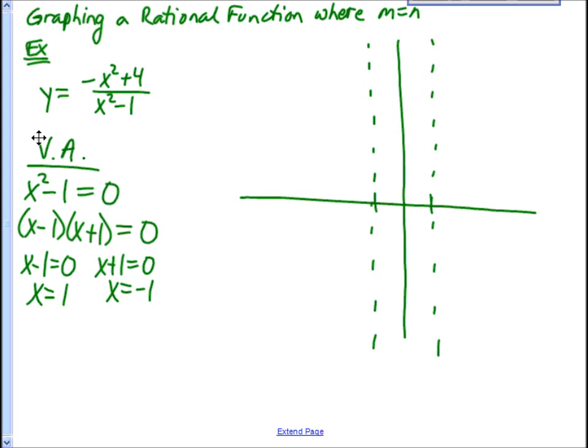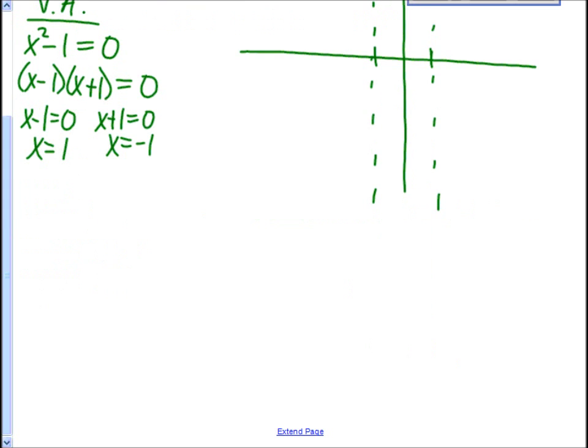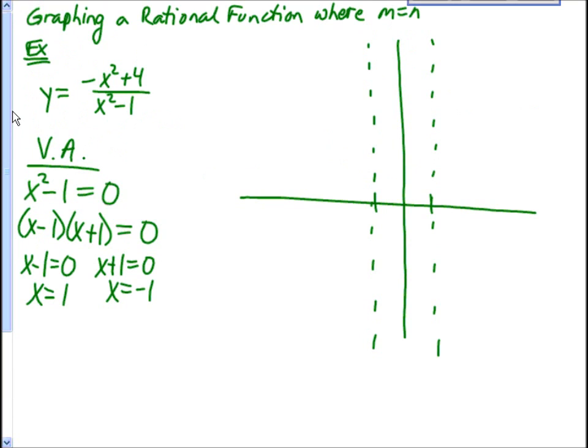Okay, now let's do our horizontal asymptotes. Go up here. Let's do our horizontal asymptotes. So we look at the degree of the top. You notice the degree of the top is 2, the degree of the bottom is 2. Oh, looks like m equals n.